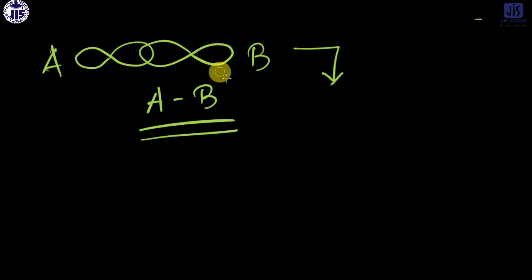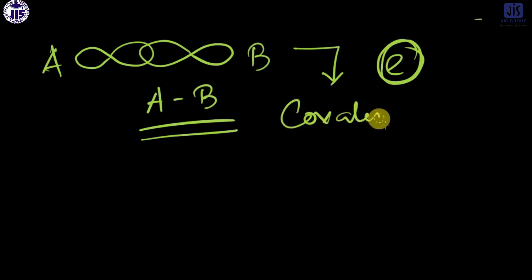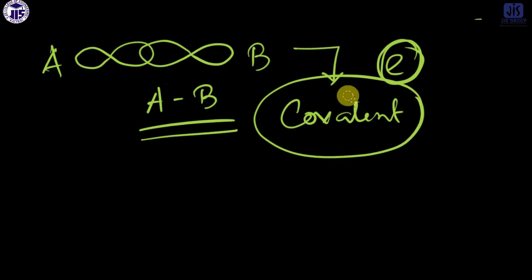Orbital overlap means there must be a contribution of electrons. So in a covalent compound, there is sharing of electrons. Overlap means actually the sharing of electrons. There are two types of covalent compounds possible: one is homoatomic, another is heteroatomic. So what is homoatomic and what is heteroatomic?